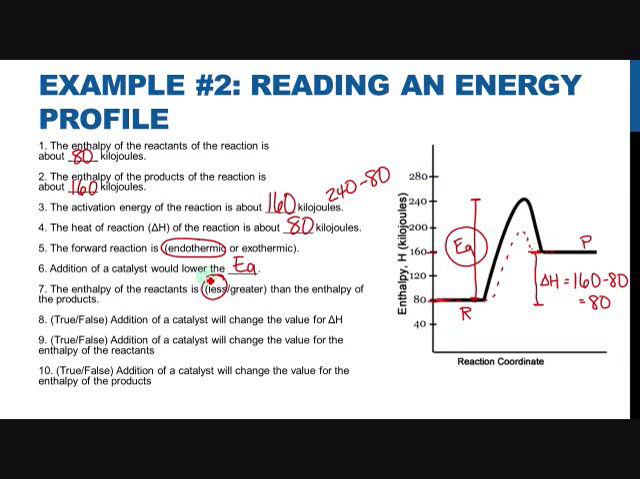Number 8, true or false? Addition of a catalyst will change the value of the delta H. That is false. It changes the activation energy. The heights of reactants and products will stay the same. What will be different is the peak. Number 9, true or false, the addition of a catalyst will change the value for the enthalpy of the reactants. That is false. It will start at the same value each time. And number 10, true or false, addition of catalyst will change the value of the enthalpy of the products. Again, that is false. It only changes the activation energy height. So that is how you could read one of these profiles.